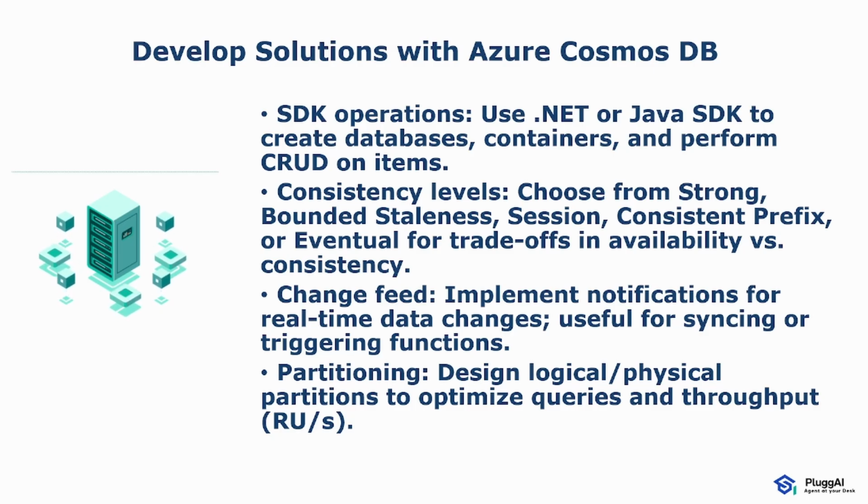Partition keys are crucial here. Choose a high cardinality property like user ID so data spreads evenly and queries are fast. Bad partition? Cross-partition queries eat RUs and slow everything down.